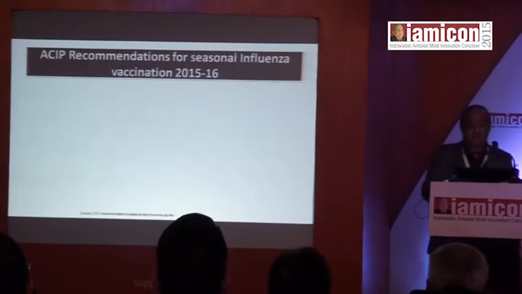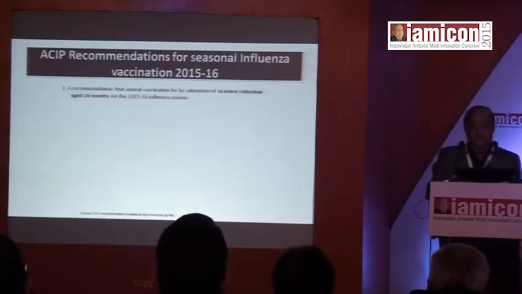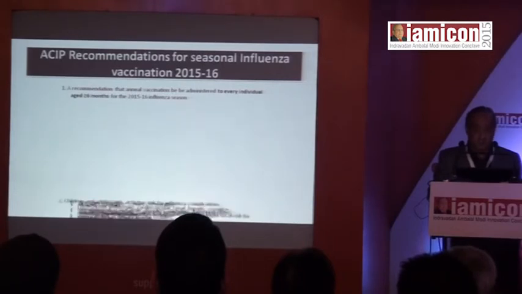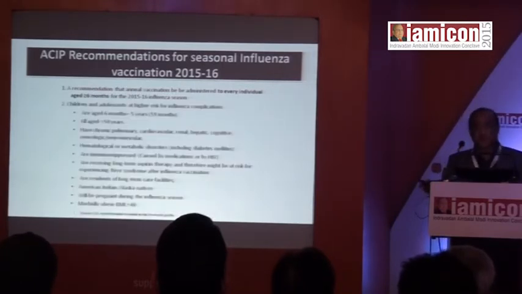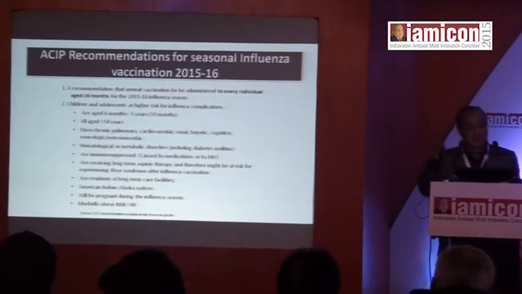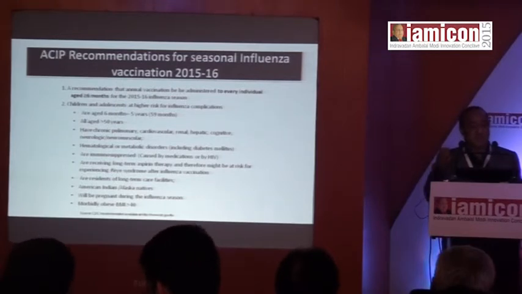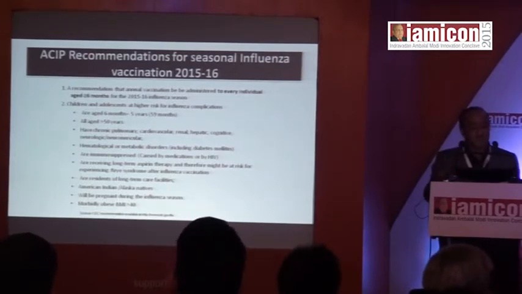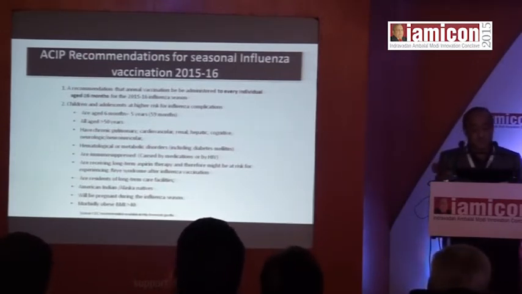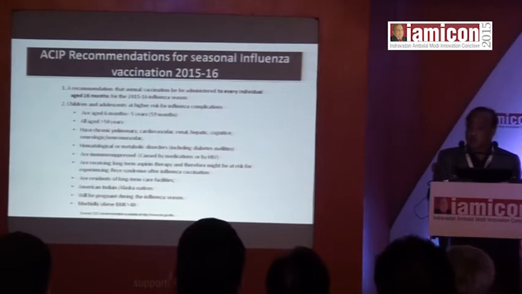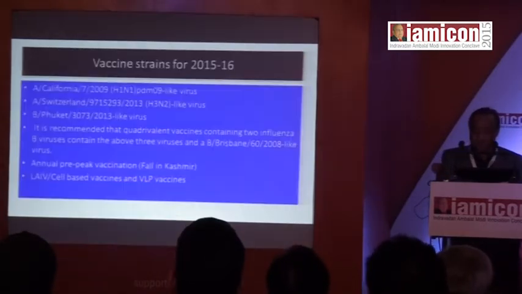A word about the ACIP recommendations for seasonal flu vaccination. They say that annual flu vaccination should be given to every individual more than 6 months of age for the current season, and especially to those at high risk for influenza complications, which means people at extremes of age, less than 5 years or more than 50 years, people with underlying chronic pulmonary, cardiovascular, hepatic, or cognitive disorders, hematological, immunosuppressed patients, patients on long-term aspirin therapy, residents of long-term facilities, and patients who are pregnant in the current influenza season.